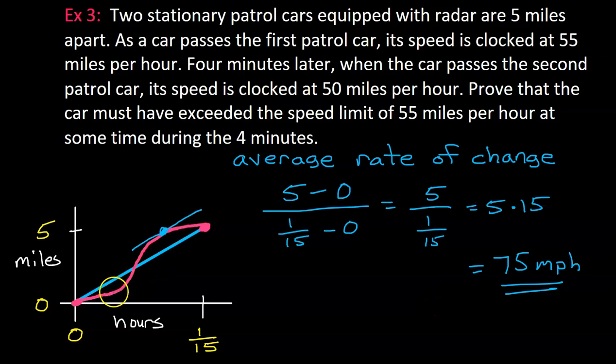And in fact, we can see looking at this graph, there were probably 2 times. There are probably 2 points, but the mean value theorem tells us there is at least one point where the instantaneous rate of change equals the average rate of change. So even if the police officer did not actually clock you going 75 miles per hour, if they used a speed trap like this one, they could prove that you must have gone 75 miles per hour at some point between the 2 patrol cars.